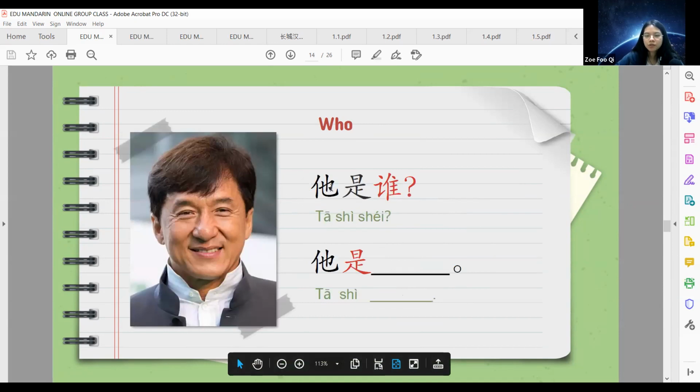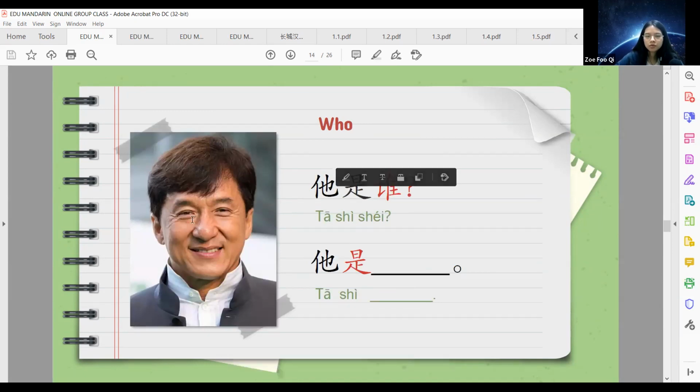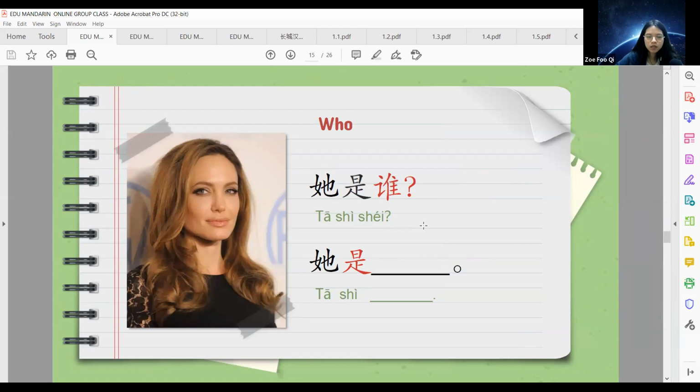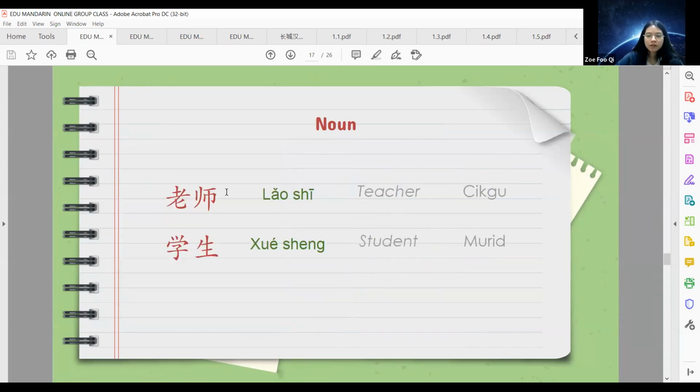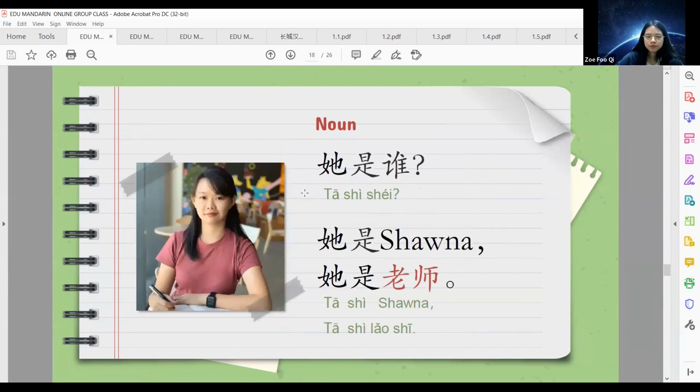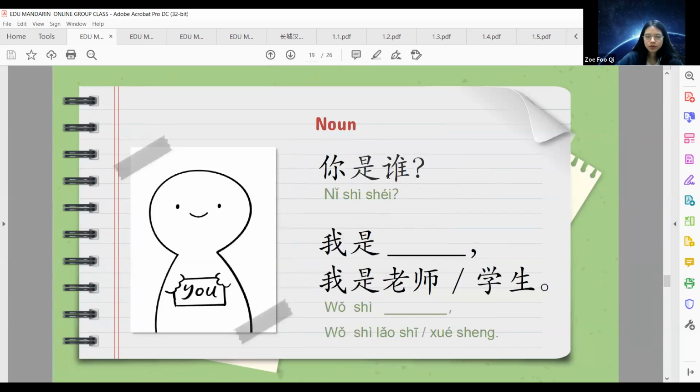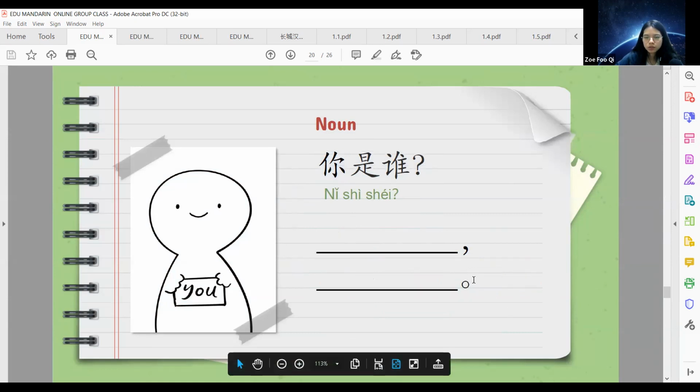Okay, so this one you just change the pronoun to 他, which is he. So who is he? 他是成龙. 他是谁? 他是... you can just fill it in. The same thing with another noun, 老师 and 学生. So this one you can try at home. 你是谁? Who are you? So you can say 我是, then put your name, or 我是老师 or 学生.